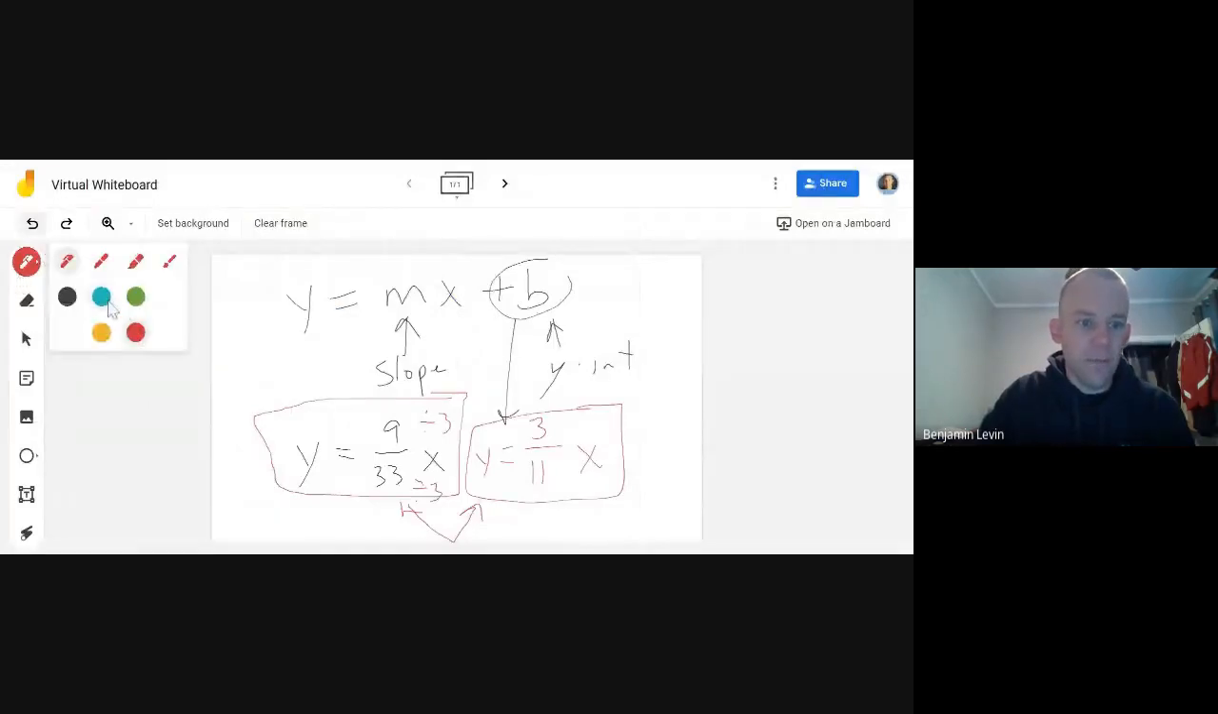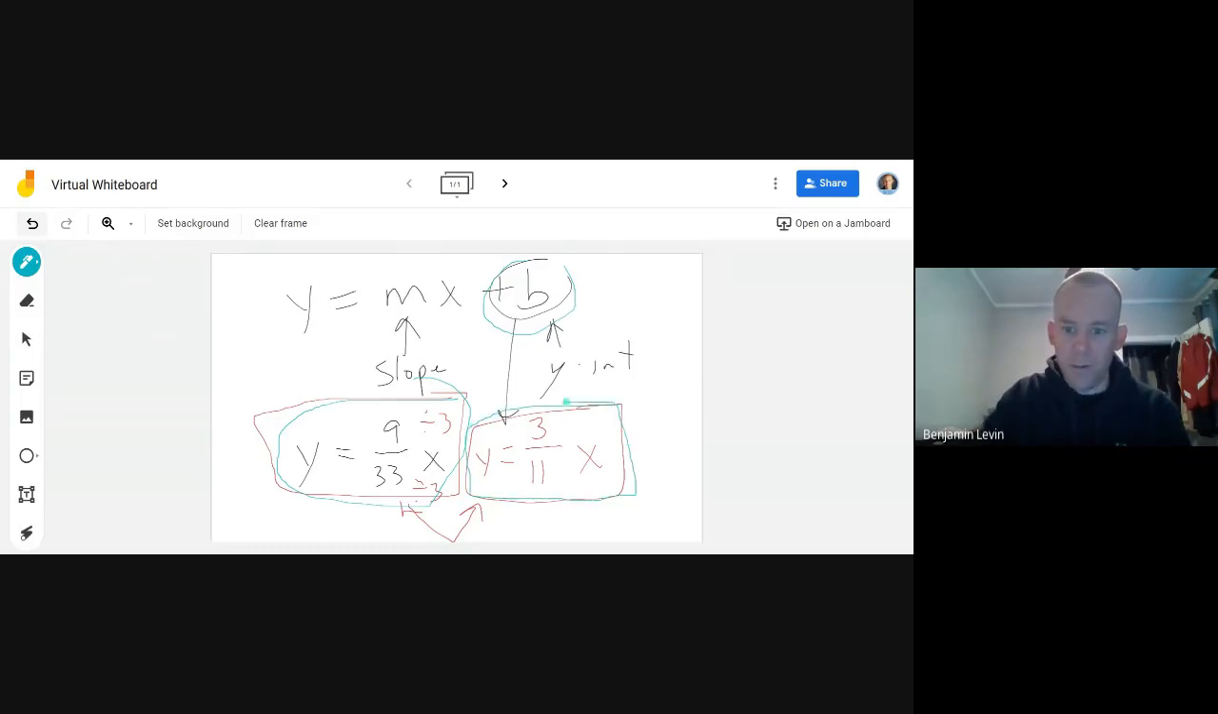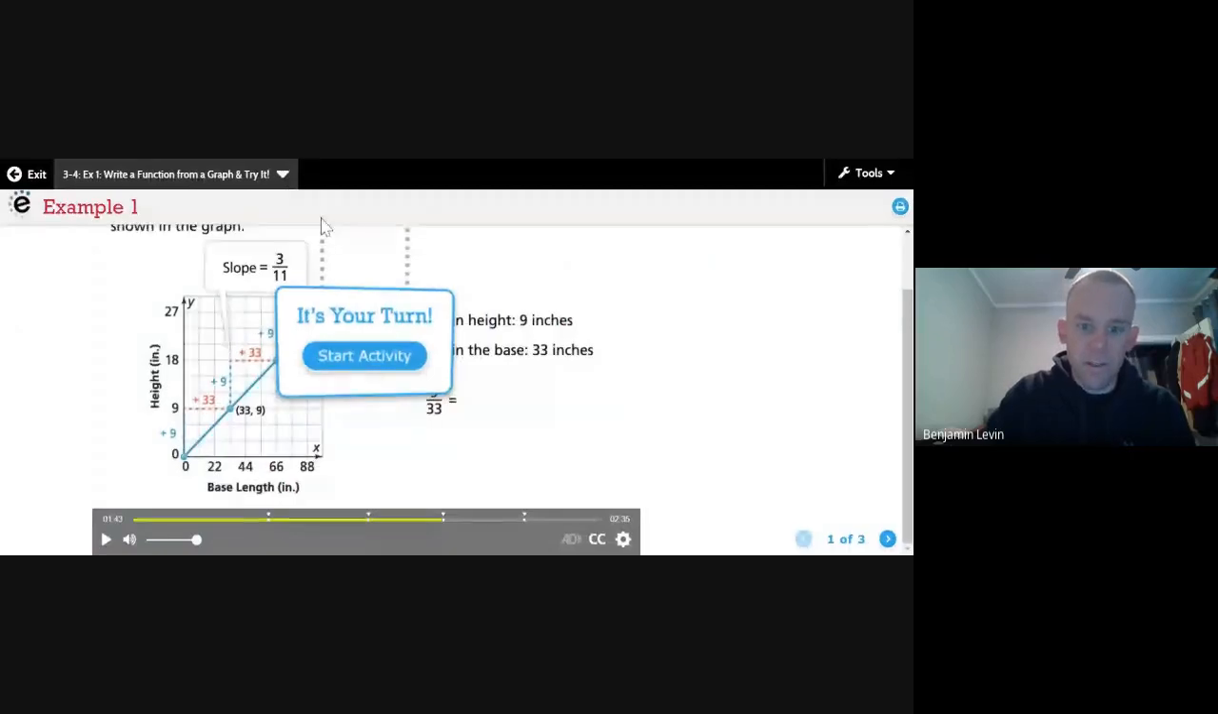We figured out that our slope was 9 over 33. We put it with the x, right? We don't have a plus b because our plus b is at the origin. It's at 0, 0. So our final equation for this line is right here: y equals 3 over 11x. There's no plus b. There's no plus anything because it's plus 0. So why write it? Plus 0 is nothing. We don't even need to write plus or minus 0 on the end of it. All right, so since we've already done that, let's just keep going.